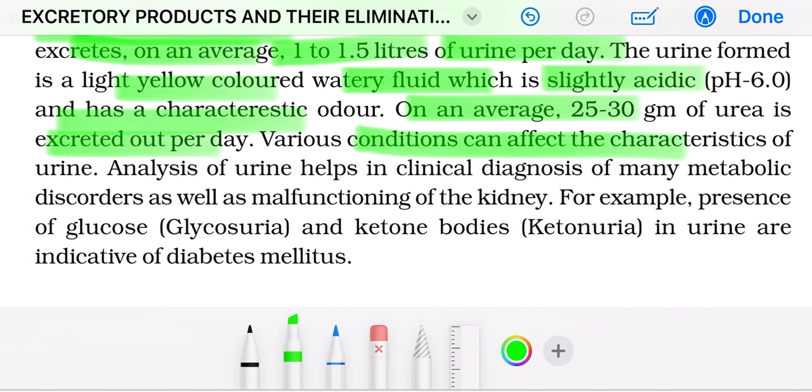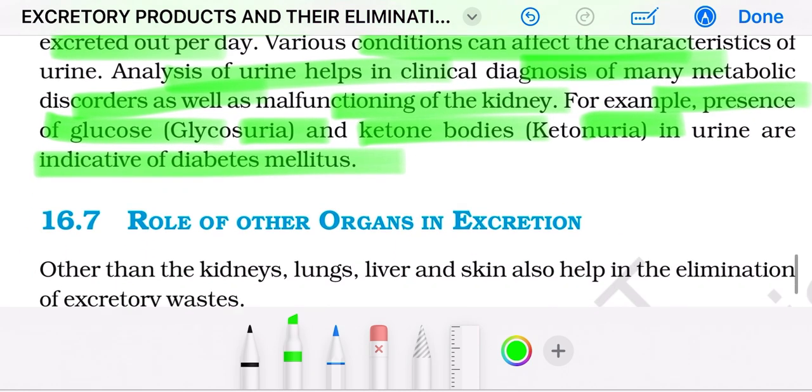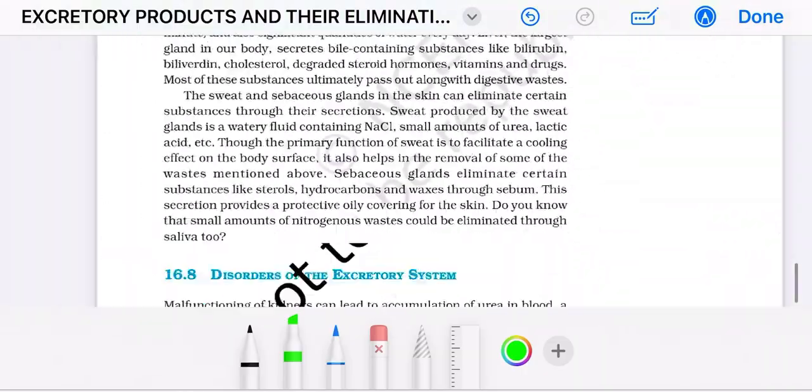Various conditions can affect the characteristics of urine. Analysis of urine helps in clinical diagnosis of many metabolic disorders as well as malfunctioning of the kidney. For example, presence of glucose, glycosuria, and ketone bodies, ketonuria, in urine are indicative of diabetes mellitus.